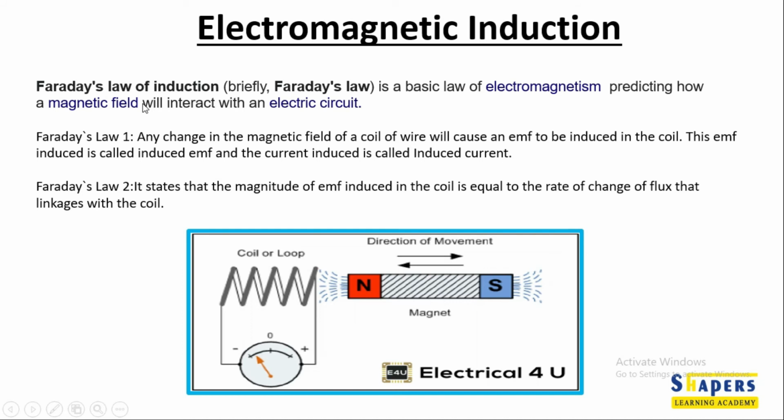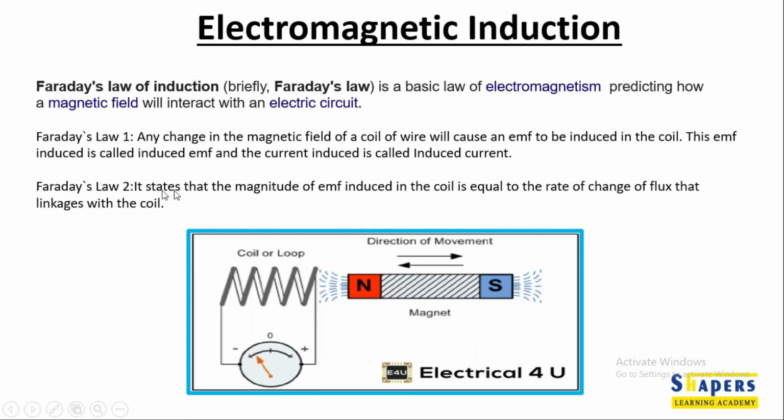Faraday's law of induction is a basic law of electromagnetism predicting how a magnetic field will interact with an electrical circuit. Briefing once again, in a generator, magnets are placed near each other so that magnetic lines of flux are produced, and the magnets are moved across each other at a constant speed. Hence the magnetic field is being cut or disturbed, and because of the disturbance, a voltage gets generated which is called electromotive force, or induced current.